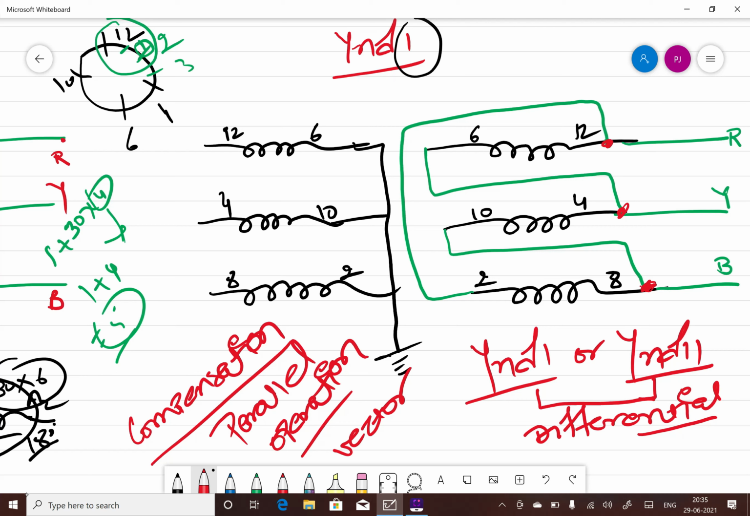In that case, this vector group will change. If your outer connection changes, then your vector group changes, and if your vector group changes, then your compensation matrix for the implementation of differential protection inside the numerical relay will change. So now we will discuss a simple case.